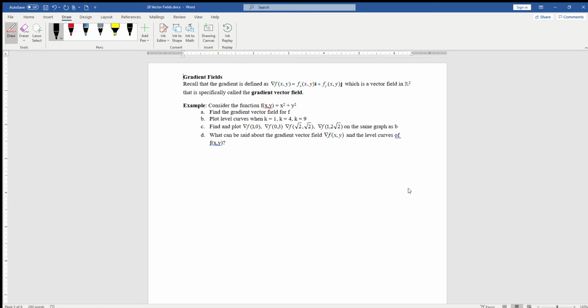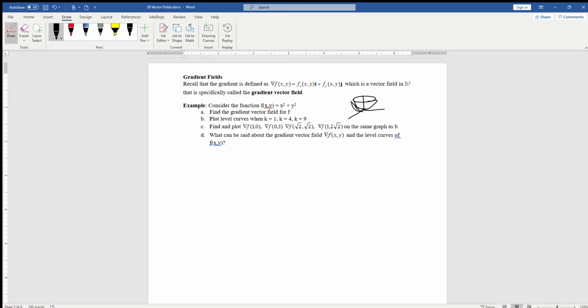So let's consider a basic function, a really easy one, f(x,y) equals x squared plus y squared. We know that this is going to be an elliptic paraboloid in 3 dimensions. We've seen that many times. So if we were to just graph it really quickly, this is what we get. Just a basic elliptic paraboloid in 3 dimensions.